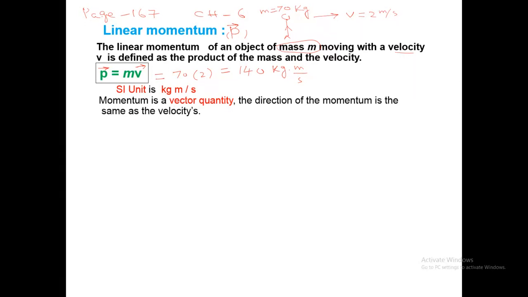Momentum is a vector quantity, as I told you, because we multiply the scalar magnitude of the mass with the velocity, which is a vector. So momentum is a vector quantity, and the direction of momentum is the same as the velocity. In this case, it is along the positive x-axis.